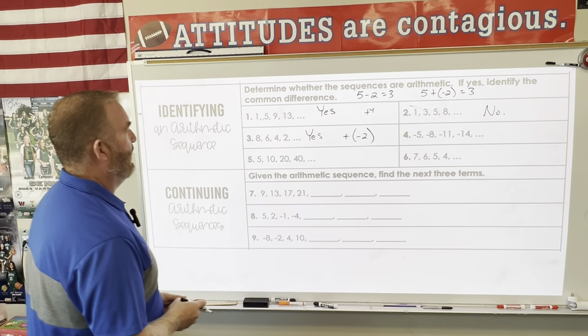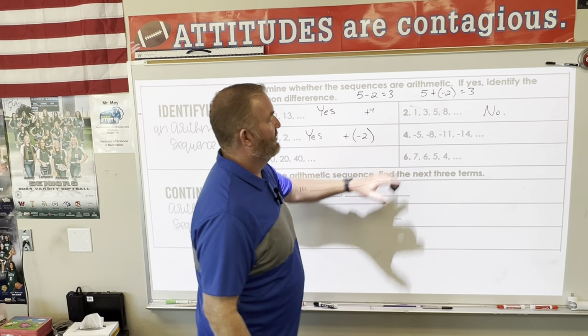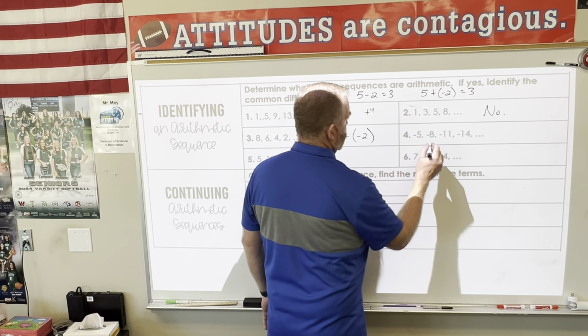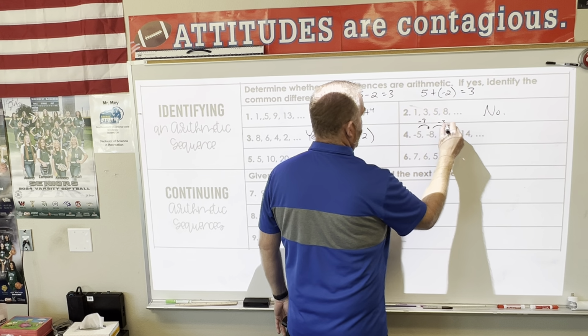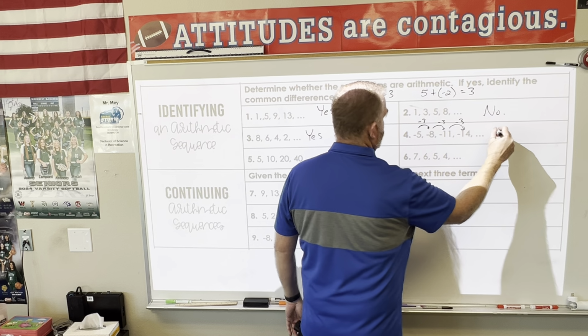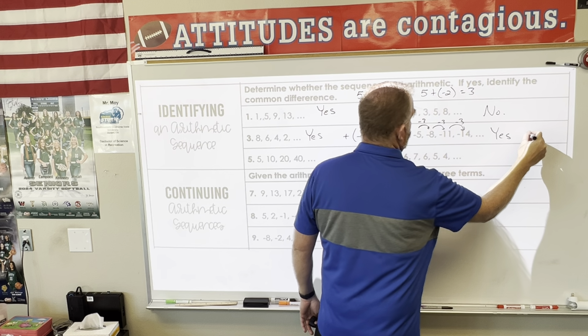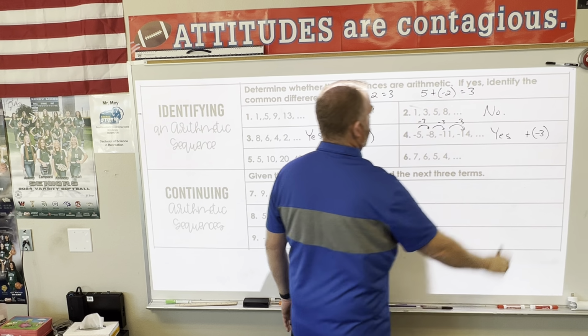We'll get to that. All right, here we go. What is number 4? Yes or no? Yes. Now watch what I do. -3, -3, and -3. Yes. It went down 3. So plus -3.